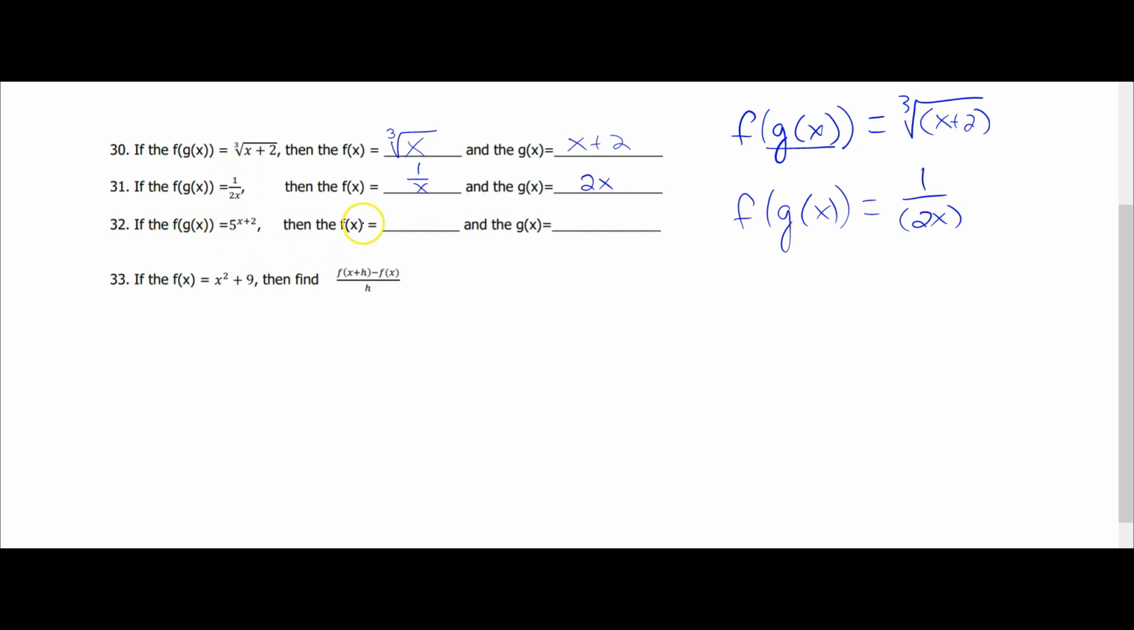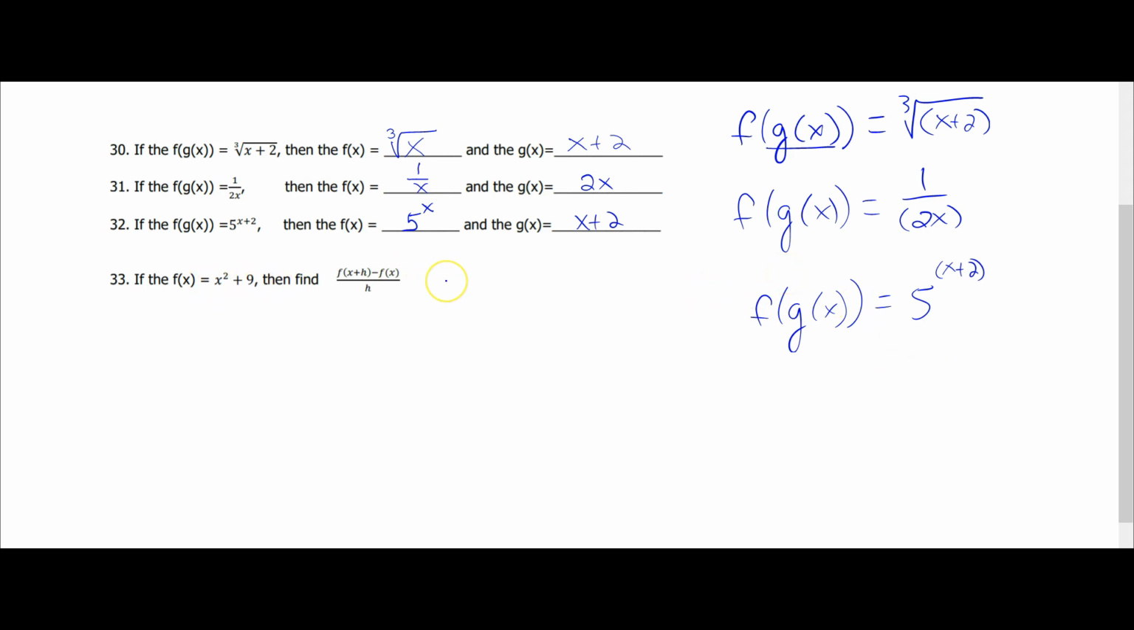For number 32, let's make the base 5, and it's going to be an exponential, 5 to the x, and then x plus 2 is this right here. So if I have the f of g of x, then I'm going to say 5 raised to the parentheses, and put x plus 2 into it up there. And that should match up.